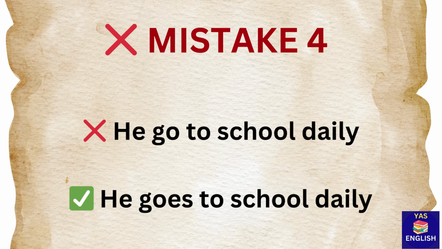We have mistake number 4 on the screen, and this one is very simple, but many people get it wrong. Never say he go to school daily. Instead, you can say this: he goes to school daily. Add s with he, she, or it.